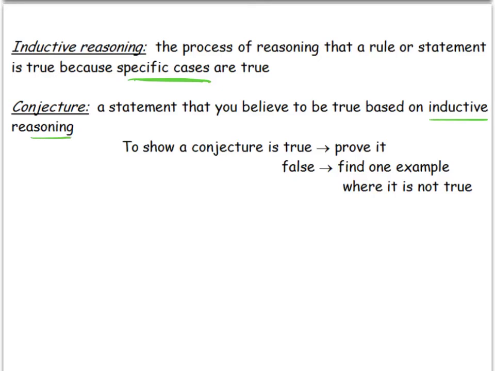And if you want to show that a conjecture is indeed true, all you have to do is just prove it. However, if you want to show that a conjecture is false, all you have to do there is just find one example where it is not true. And that'll lead us to what a counterexample is later on in the notes.